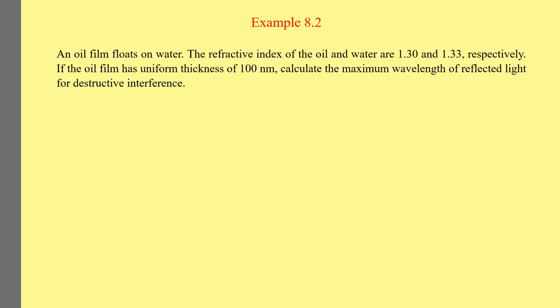Example 8.2. An oil film floats on water. The refractive indices of the oil and water are 1.3 and 1.33 respectively. If the oil film has a uniform thickness of 100 nanometer, calculate the maximum wavelength of reflected light for destructive interference.